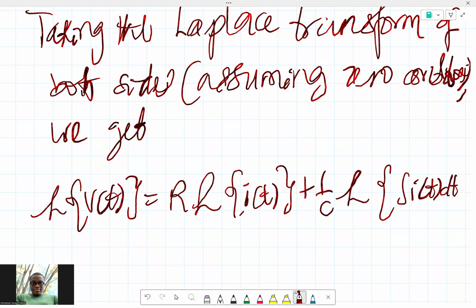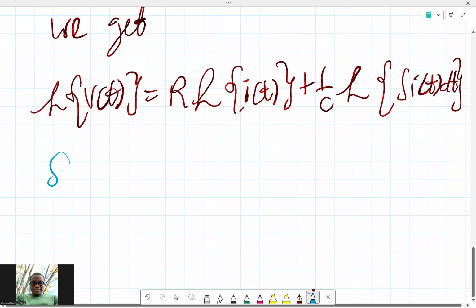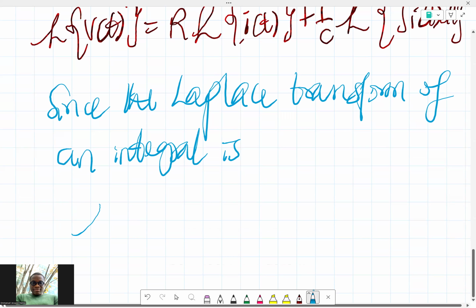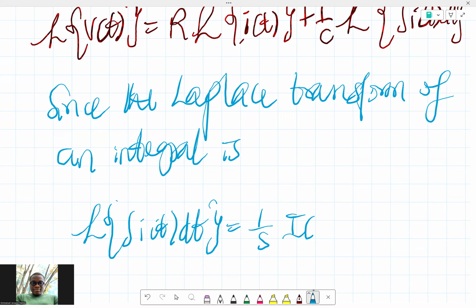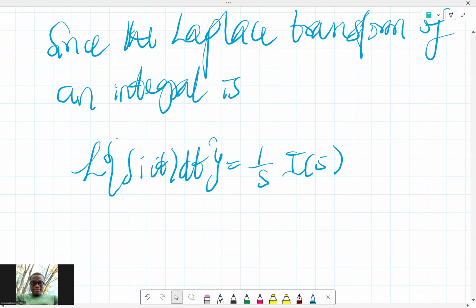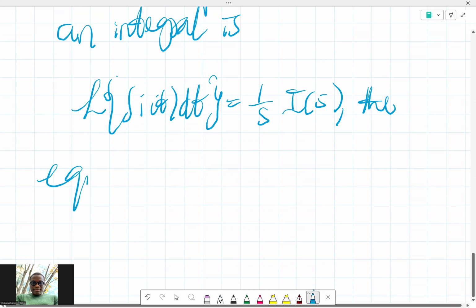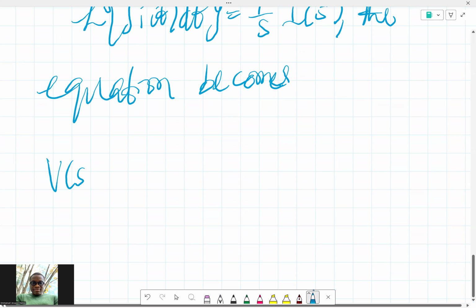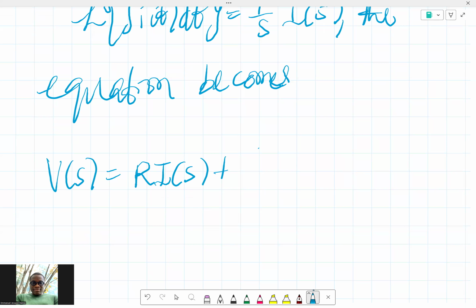When we started out, we saw the possibility of taking the Laplace of integrals. Since the Laplace transform of the integral of I of t dt is equal to 1 over s times I of s, the equation becomes V of s equals R I of s plus 1 over Cs I of s.